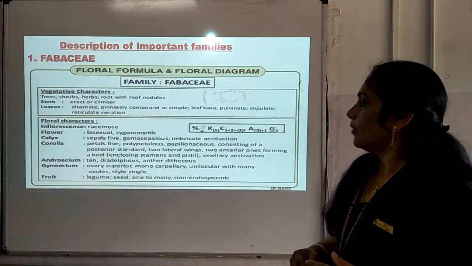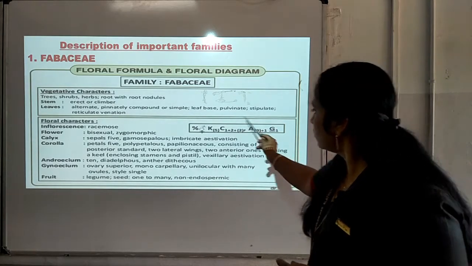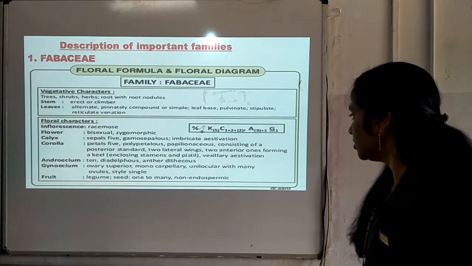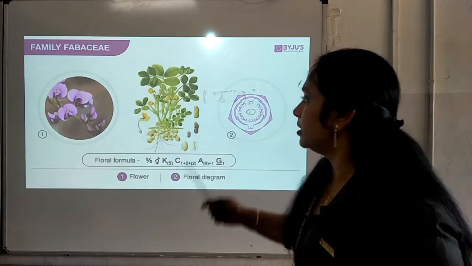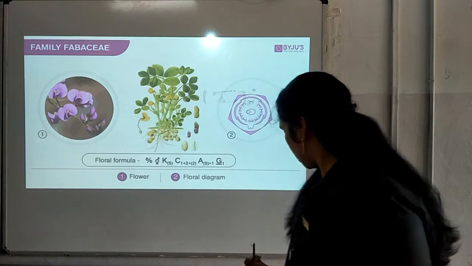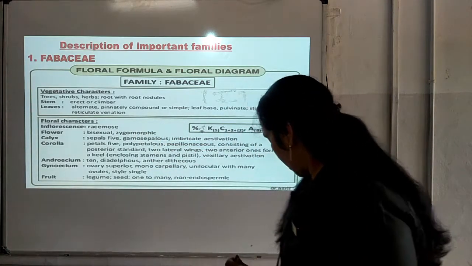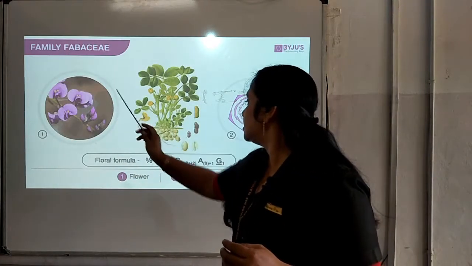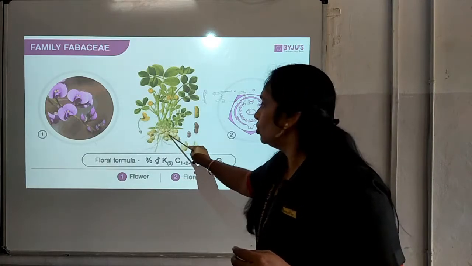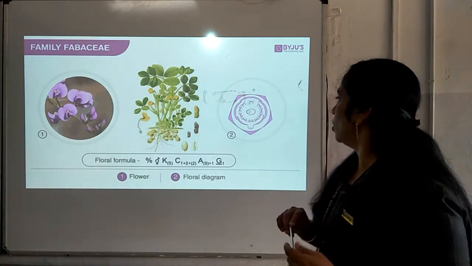My dear children, I think you would have understood how to make a floral formula, and based on this floral formula we have to prepare the floral diagram. So that is related to the Fabaceae family. You can see the Fabaceae family inflorescence, isn't it? What inflorescence has been said here? Racemose, isn't it? So racemose type of inflorescence we can see, and you can see the roots, root nodules here. Okay, this is the floral diagram based on the floral formula.